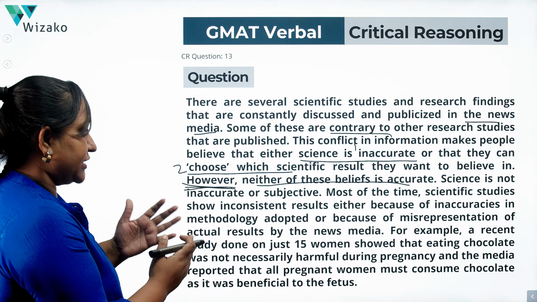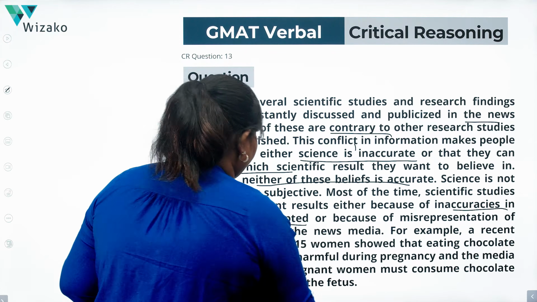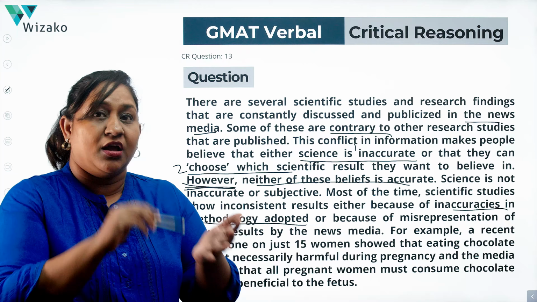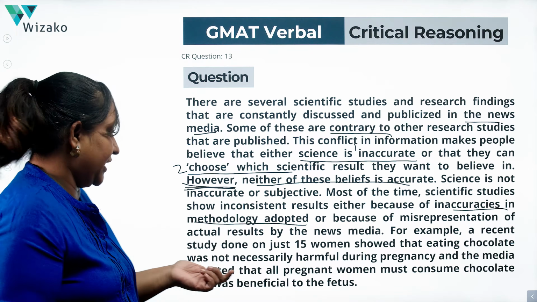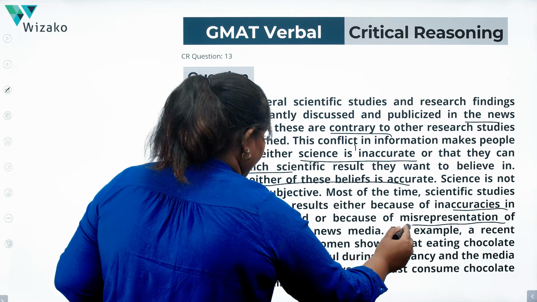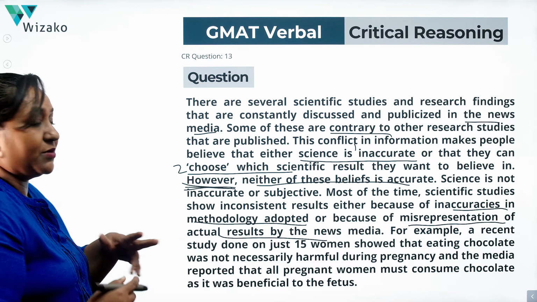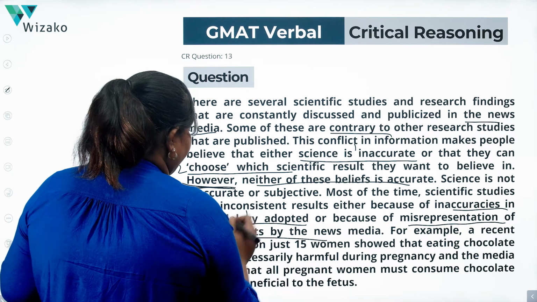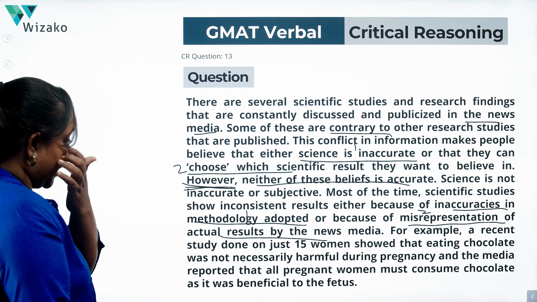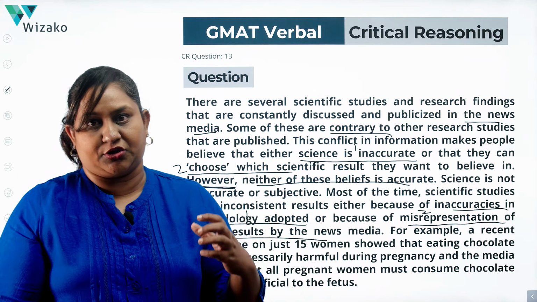They show inconsistent results either because of inaccuracies in the methodology adopted. So he's essentially saying science as a whole is not inaccurate, but a particular methodology could be inaccurate, or because of misrepresentation of actual results by the news media. So now the author has come up with two reasons which are different from the two reasons that people in general believe. So it's either misrepresentation by the media or a problem with a particular study, a particular methodology.